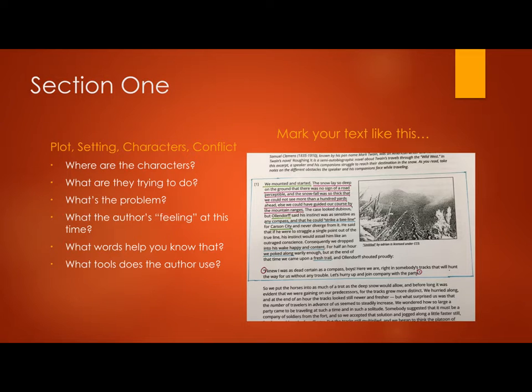All right, now that you've done that, we want to make sure that you understand and are able to answer questions about the plot, the setting, the characters, and the conflict. You want to treat the memoir like a story or a novel or a short story that you've read, and understand who's who, where they are, and what they're trying to do. So take a minute and talk with your teacher about those questions that are bullet points there, and let's try to figure those things out before we move on.